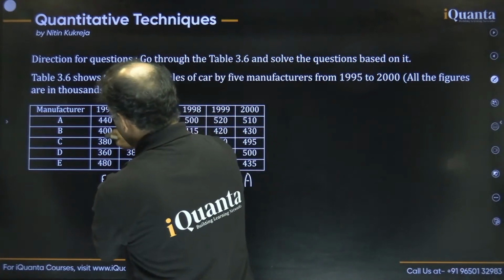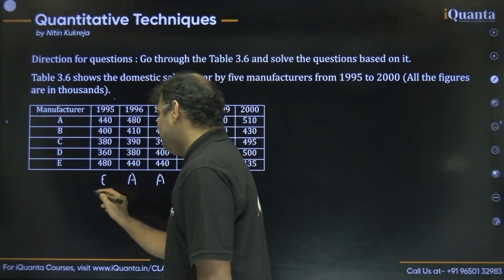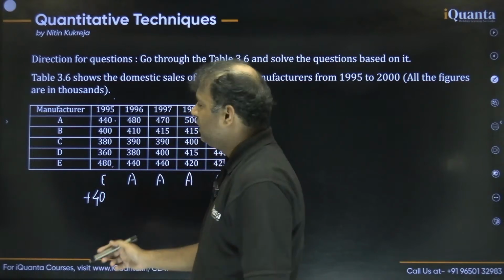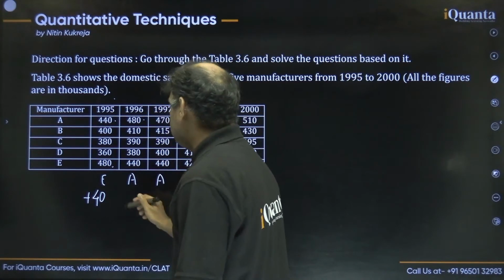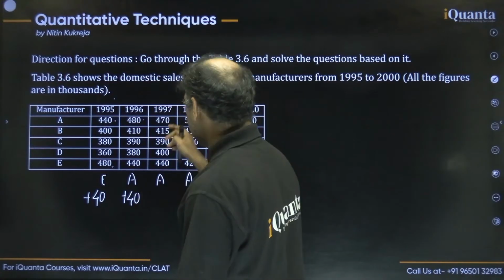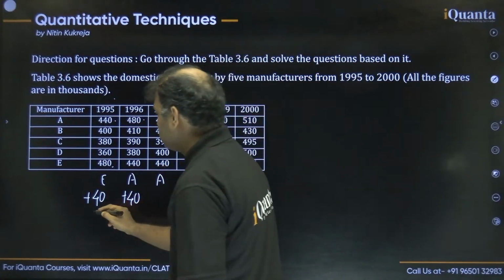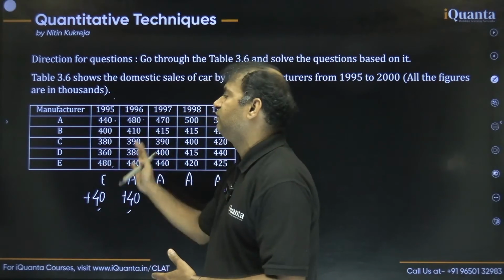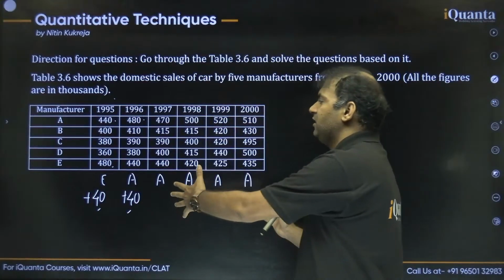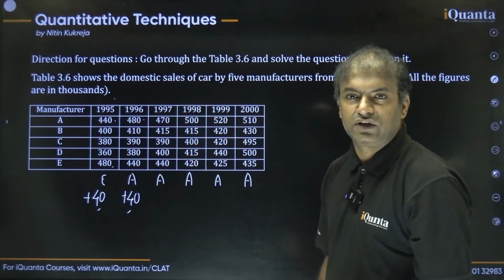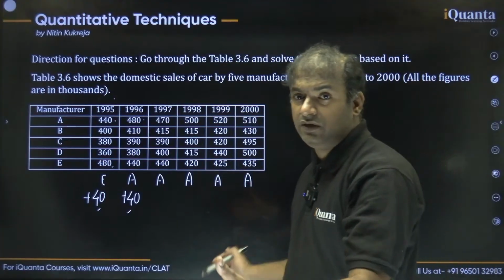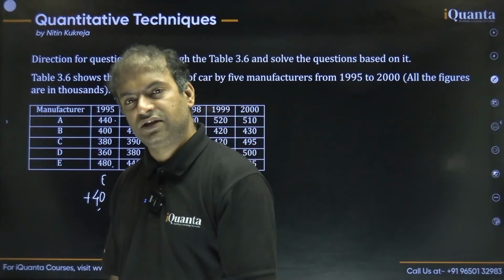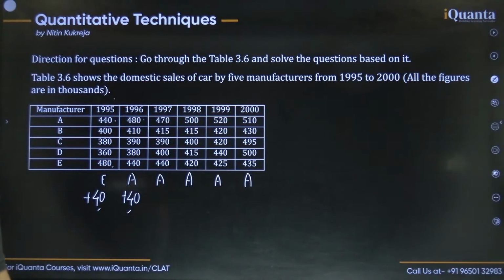See, in 1995, manufacturer E is 40,000 units more than A. In 1996, manufacturer A is 40,000 more than E. So the sum of manufacturers A and E is equal in the first 2 years, and after that manufacturer A is definitely more than manufacturer E. That means in the overall period manufacturer A has more sales than manufacturer E, and this is how we can say the answer has to be manufacturer A.